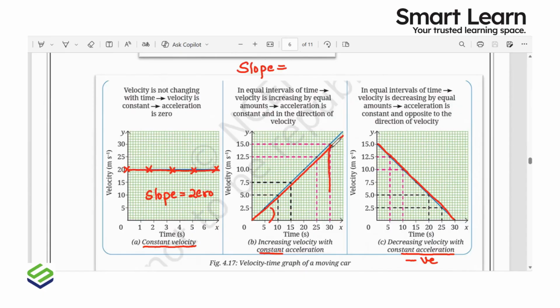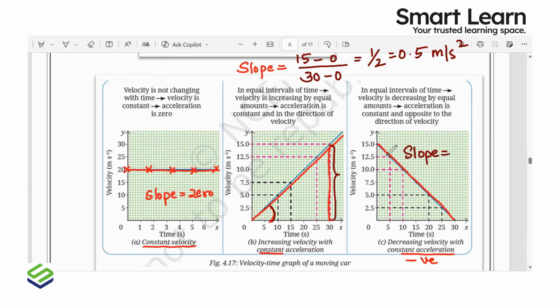Okay, for example, if you are taking this, how we will find the slope is, what is theta? Opposite side. What is the opposite side? 15 minus 0 divided by the time taken, 30 minus 0. So you'll get 1/2, or 0.5. The unit of acceleration is meter per second square. Here also, it is negative. So what will be the slope, children? Slope will also be negative.